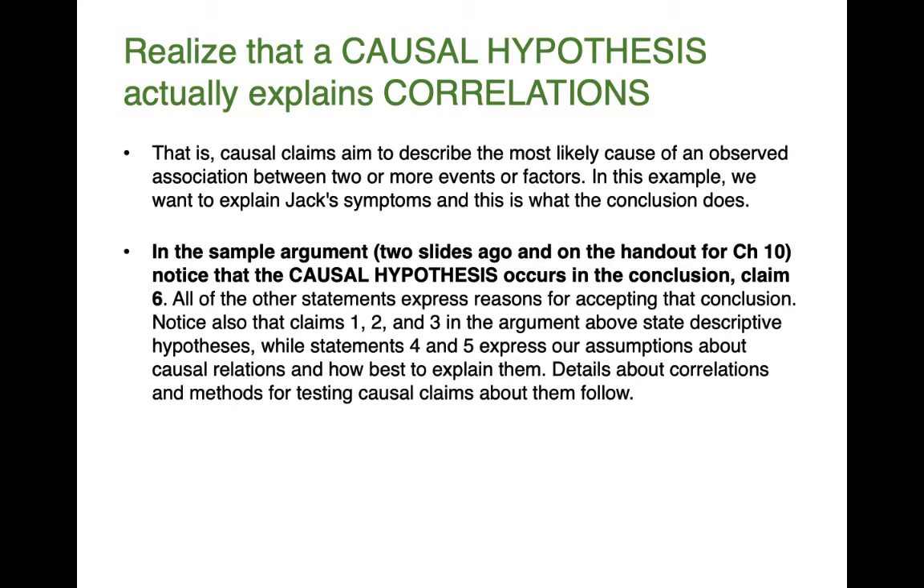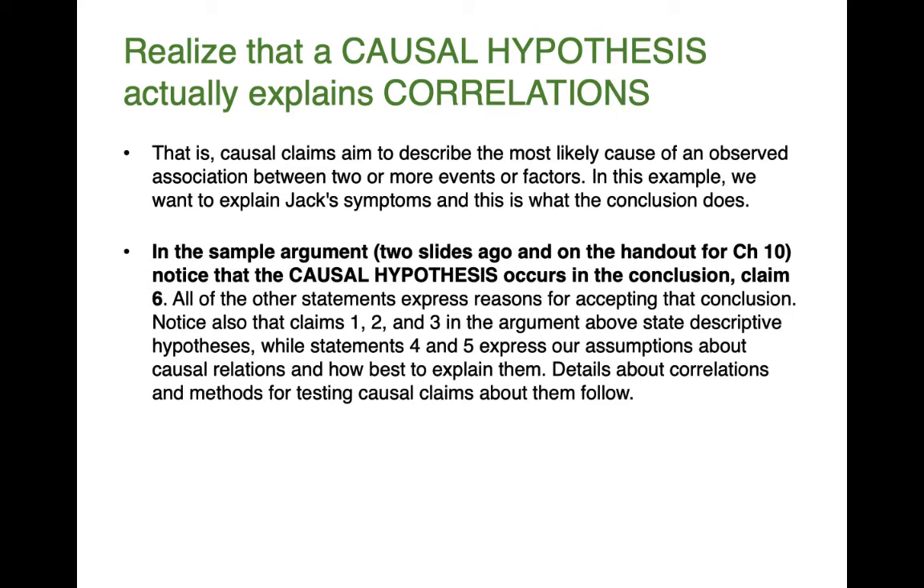Causal hypotheses then actually explain correlations. They don't directly explain things or events. They explain associations between events, between factors. If you want to explain the association of A and B, where B regularly follows A, one way to do this is to postulate that A is a cause of B. Again, don't be hasty on this. It's possible that what's causing A and B is some other factor.